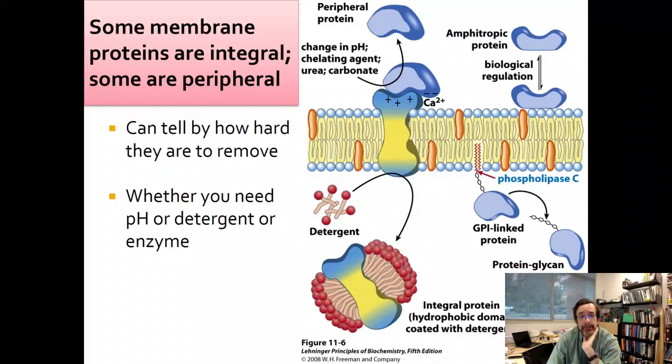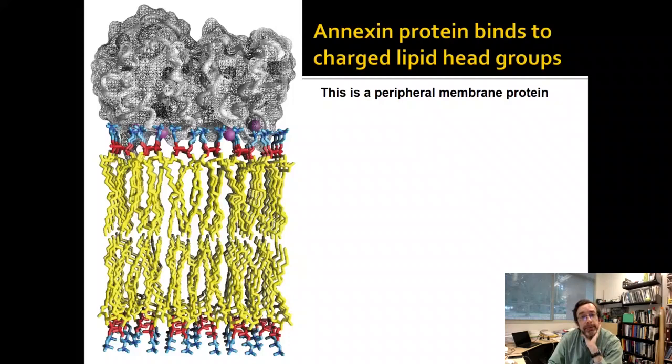So here's a peripheral protein called annexin. This binds the charged lipid head group. So you can see all the cholines right there, right? You can see all the positive charges those must represent. What's interesting about it is it also requires calcium. Calcium can provide charges that help it fit together as well. And the cell can use that for signaling, like it can take the calcium away and the protein falls off. Or you can take the calcium away by adding a chemical that takes the calcium away, like EDTA. This is what a peripheral membrane protein looks like.